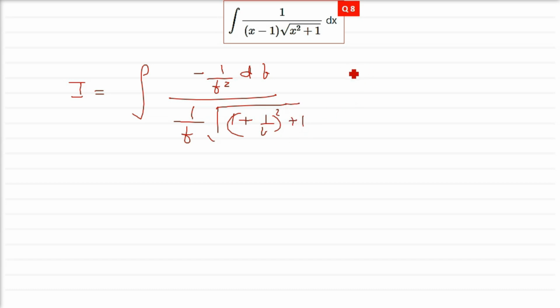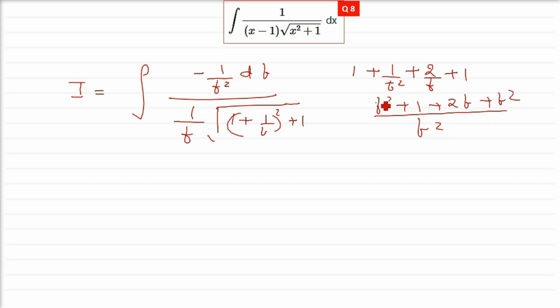This (1 + 1/t) whole square will apply the formula (a + b) whole square, a square plus b square plus 2ab, and then along with a 1 there is a plus 1 also. Now take the LCM, you can take the highest power t square. So you'll get t square here 1, here 2t, and then a t square again. So you are getting 2t squared. You are getting a 2t along with a 1, and there is a t square in the denominator, and this is inside a root.